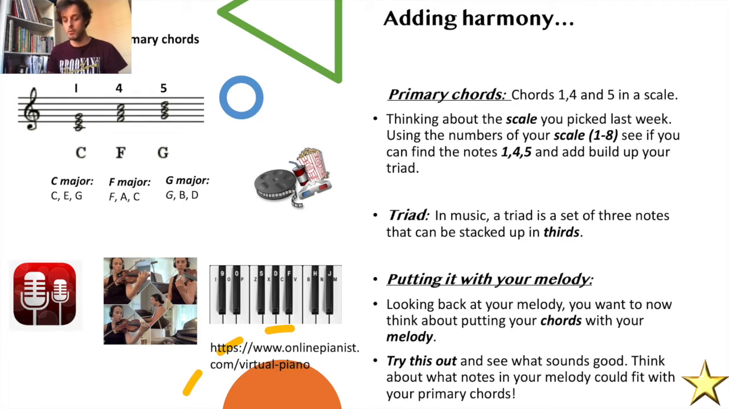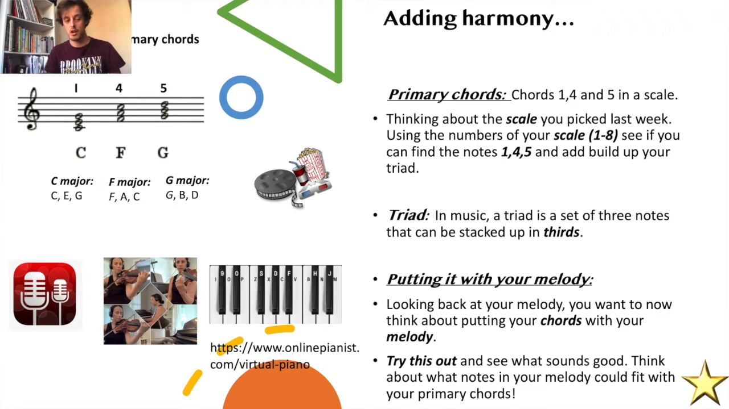Once we've found that 1, 4 and 5 in our scale, we want to build it up into a triad. Now you may be asking, what is a triad? In music, a triad is a set of 3 notes that are stacked up in thirds on top of each other. Okay? So if we look over to the example on the left, you can see we've got primary chords in C major. So we found our C, F and G, the degrees 1, 4 and 5 in the C major scale.